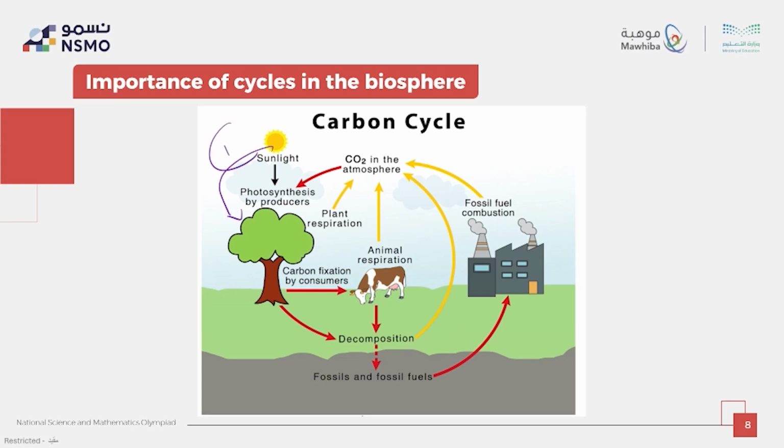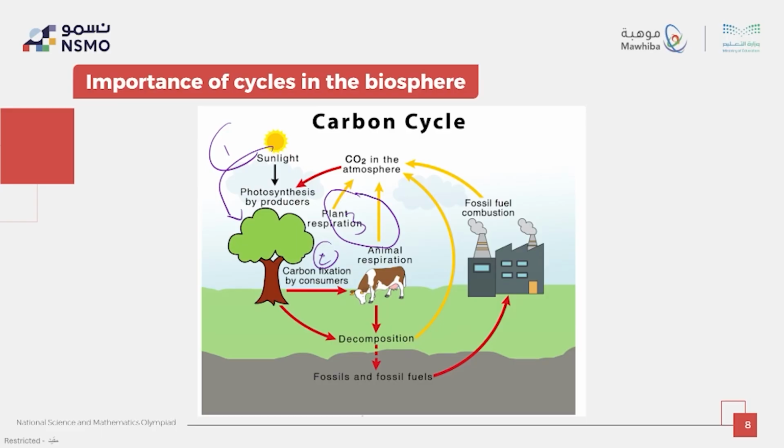Let's move to the second step, step number 2: carbon fixation by consumers. Animals obtain carbon when they eat plants or other animals. This is the second step. The third step, plant and animal respiration. Both plants and animals return carbon dioxide to the atmosphere through respiration. This is step number 3, as we said. Let me write it down here, 3.